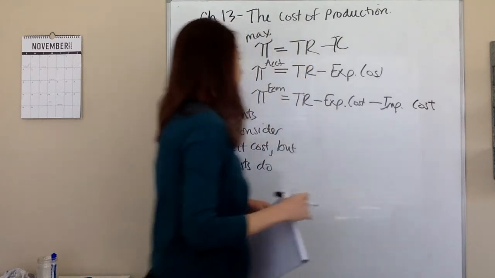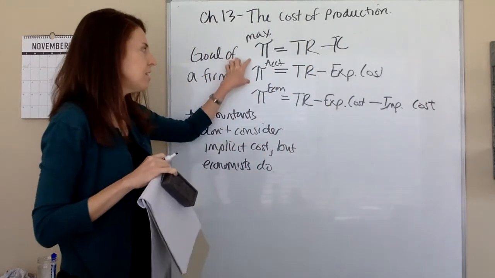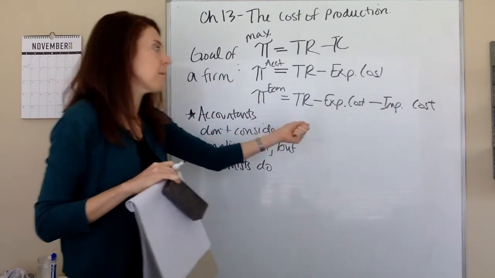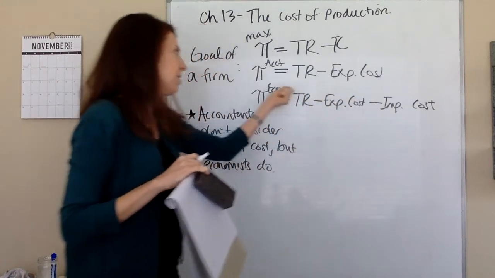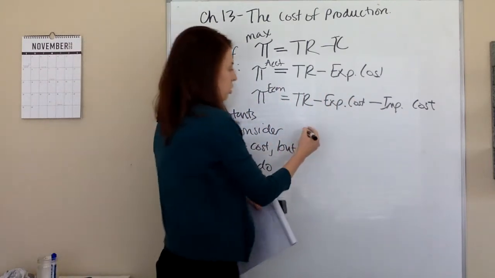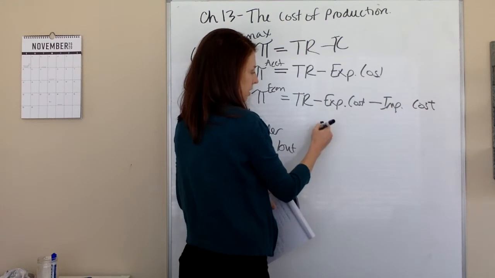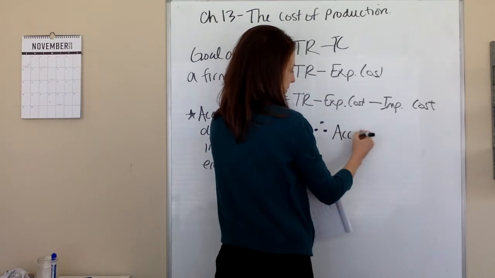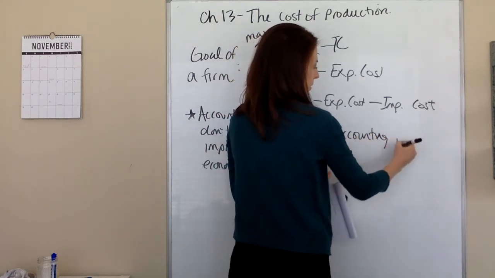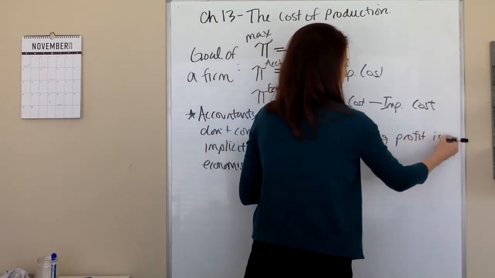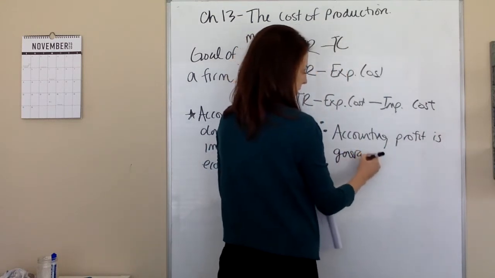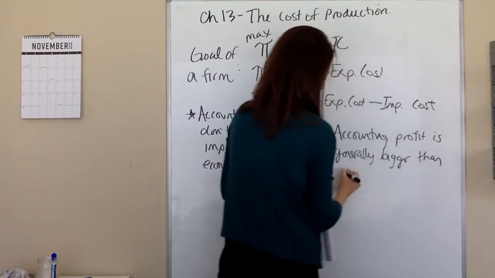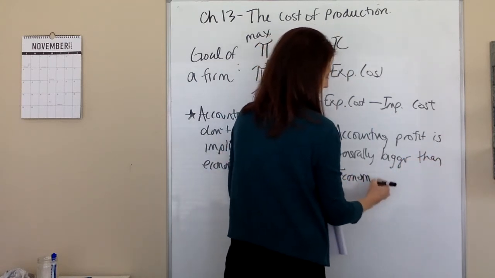And so what's generally the case is that accounting profit is larger than economic profit, because economic profit is subtracting something else out of the profit that accounting profit isn't. So what you need to know, I'll put three dots, this is a therefore: accounting profit is generally bigger than economic profit.